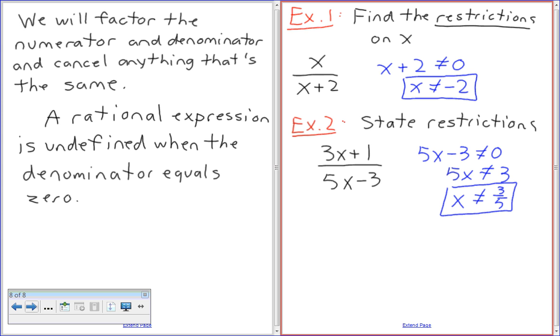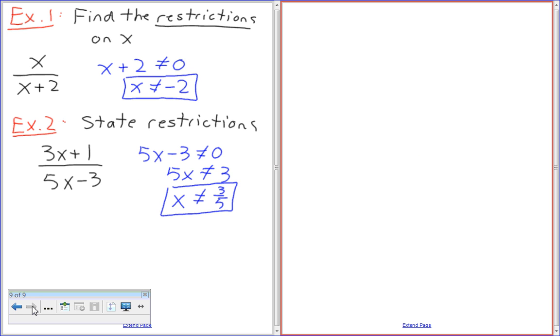An instant way you can do this is how it's always going to work. It's going to be the negative of this number divided by that coefficient, always. So 3 over 5. That's how it's always going to work. If you take a look at this, the negative of this number is negative 2 divided by the coefficient 1 is going to be negative 2. That's how it's always going to work. Okay. I'm going to give you one more to try here, and then we'll move on to our real lesson. Example 3.